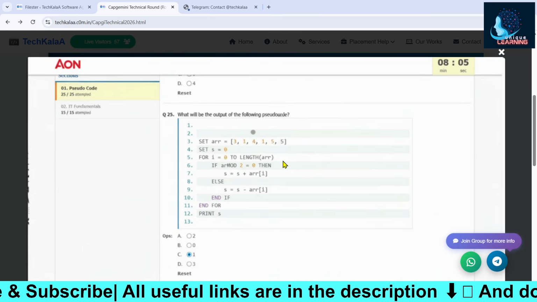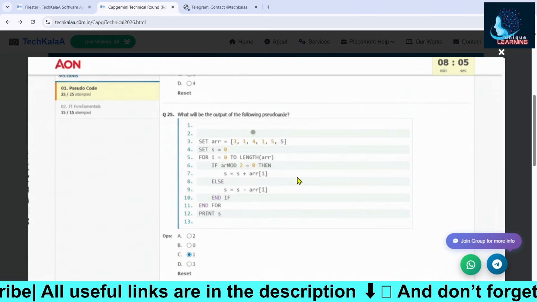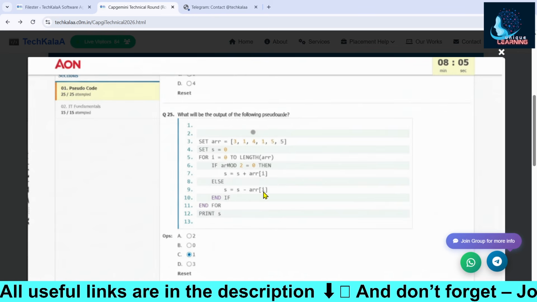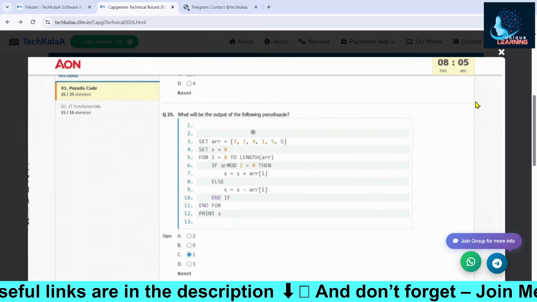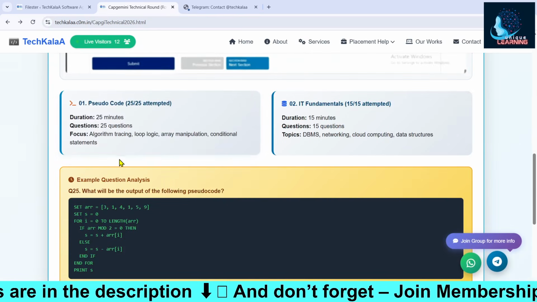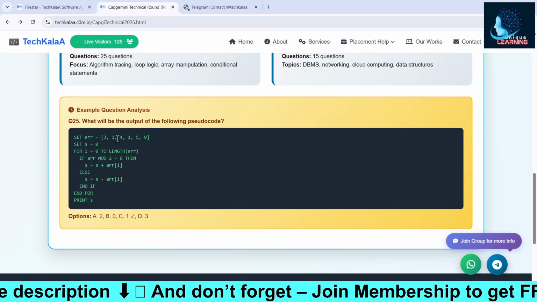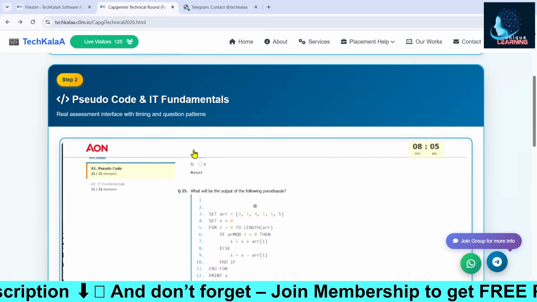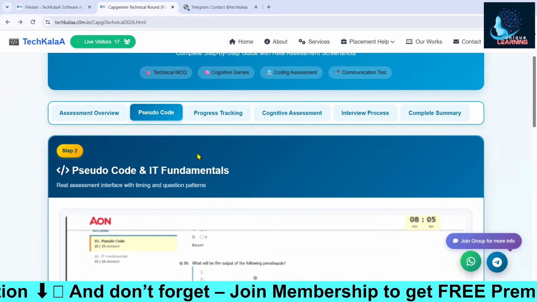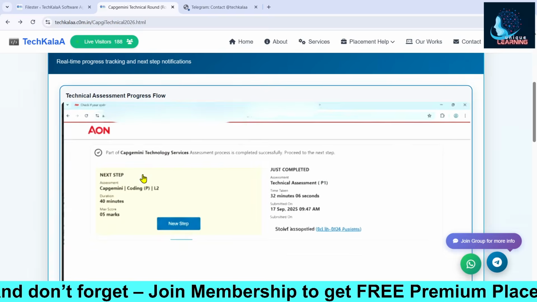This is an example of a question, like you can see. This is question number 25, and this is a real pseudo code question. So this type of questions are going to come this time. After that, there are some instructions you can see. Okay, so next we will be having the technical assessment progress.